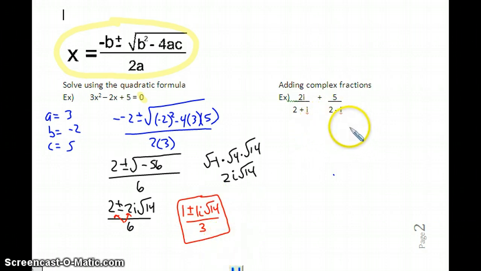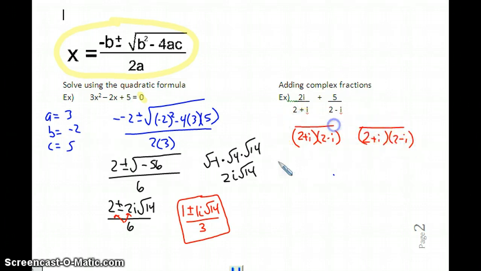Looking at our next example, we have two complex fractions that we're trying to add together, and the way that we add fractions is we make common denominators. Well, for this problem, the common denominator would be what I get when I multiply the two denominators together. So 2 plus i times 2 minus i. So I'm going to make two new fractions with 2 plus i times 2 minus i as my denominators.